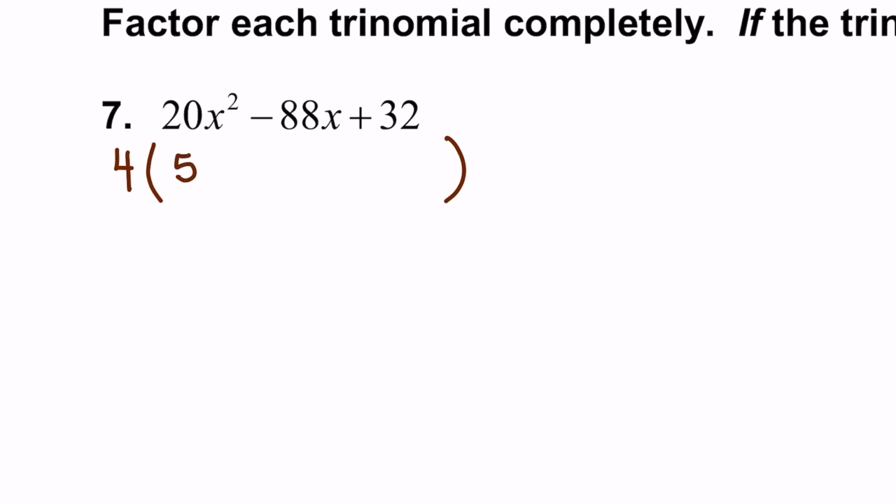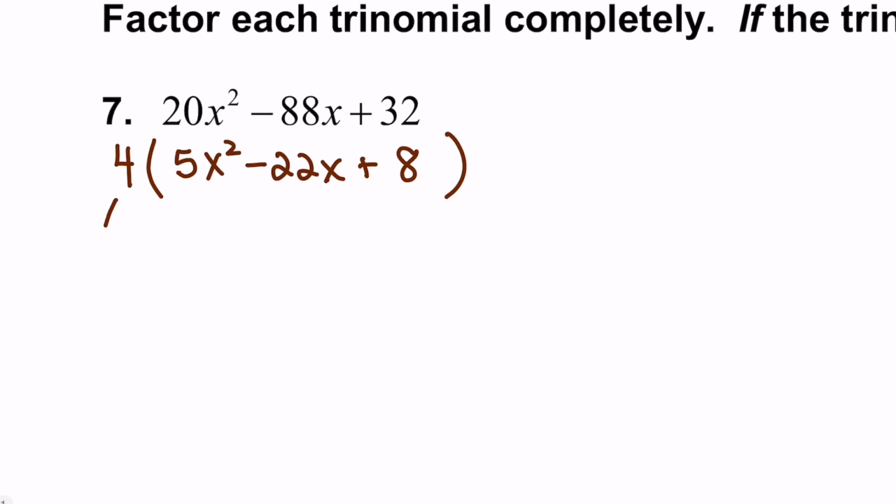So I divide by 4, I get 5x squared minus 22x plus 8. Times 4 is 32. Now I'm going to need some room, but the 4 is going to come down to the bottom. I have a number in front of the x squared, and so I can't do the shortcut. I have to multiply 5 and 8 to get 40.